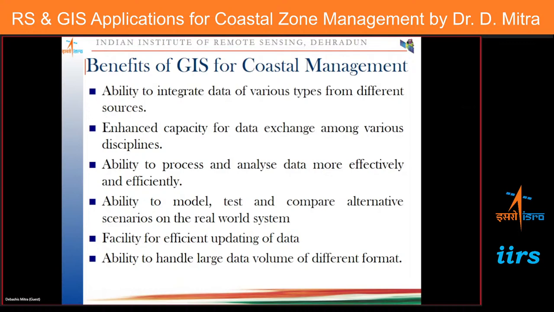You can manage various kinds of databases. You can join tabular data with the vector data and with the raster data. Those are all kinds of analysis. You can generate the digital elevation model and watershed boundary. Everything is possible now in GIS.